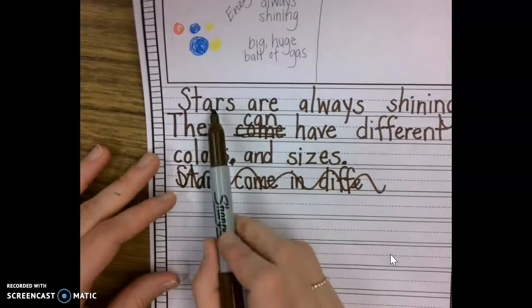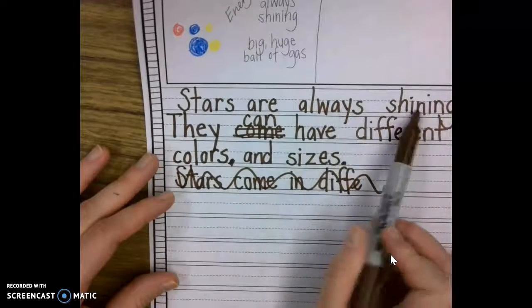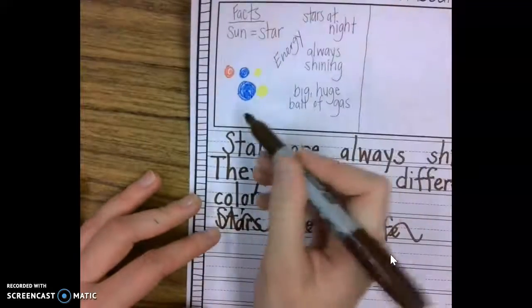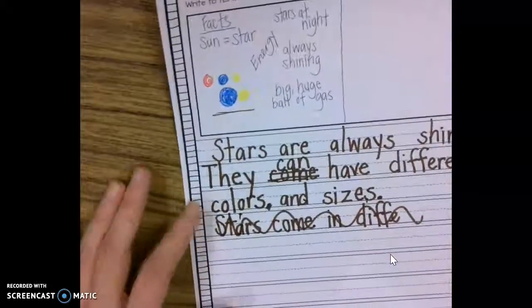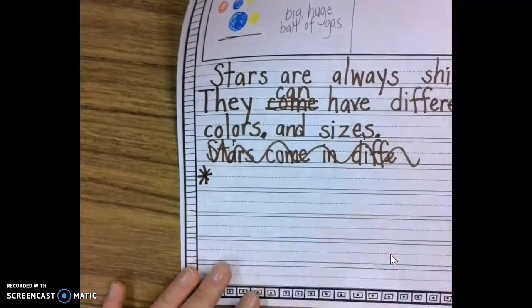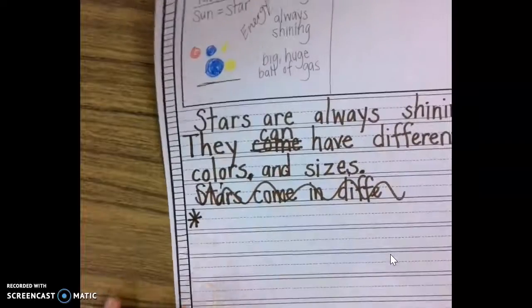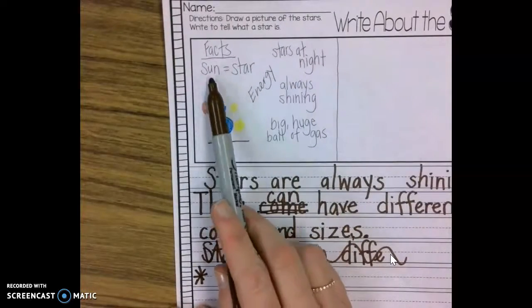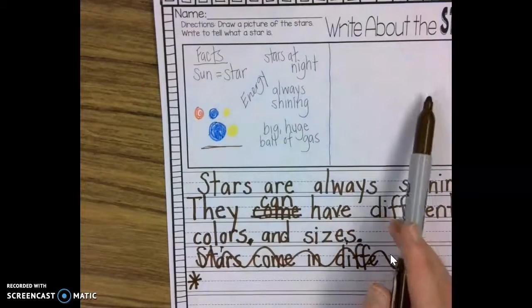So let's read these. Stars are always shining. They can have different colors and sizes, which we just talked about, right? Okay, I would love for you to write one more sentence. Please make sure it's a sentence, not just a word. So maybe you want to talk about how we can see the stars at night, or that the sun is a star. And then draw your picture.